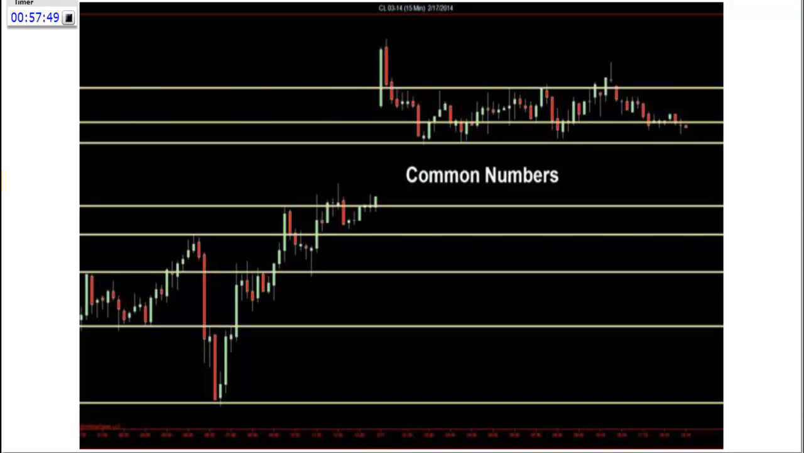The Bill just posted a comment here as well. He says the 60 big time likes to find support and resistance around the 00s and the 50s. And that's true actually for a lot of the currencies.